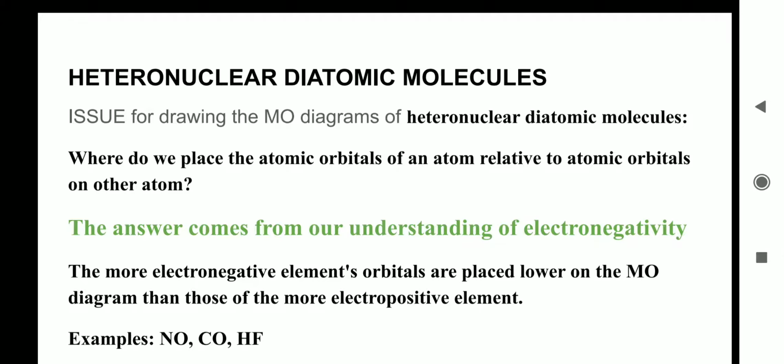The atomic orbitals of more electronegative atom are placed at the lower level on the molecular orbital diagram than those of the less electronegative atom that we can also call more electropositive. Now we will understand it by taking an example of NO. In NO molecule, since oxygen is more electronegative than nitrogen, therefore the atomic orbitals of oxygen will be placed at the lower level with respect to the atomic orbitals of nitrogen.